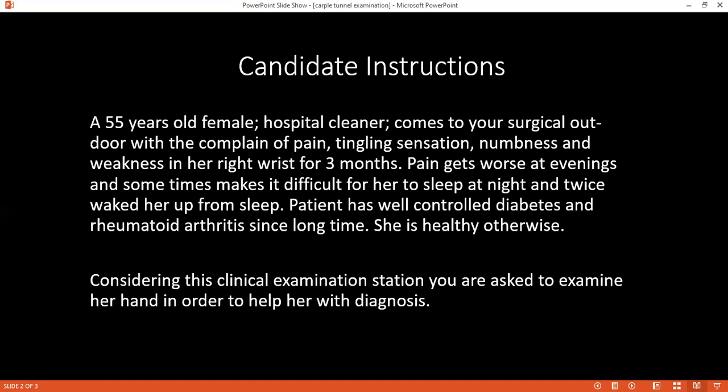I enter the room. I will wash my hands. I will introduce myself to the patient. Hello. Good evening. Myself, Dr. Kuldeep, one of the surgical candidates. How can I help you? Can I confirm your name and date of birth, please?